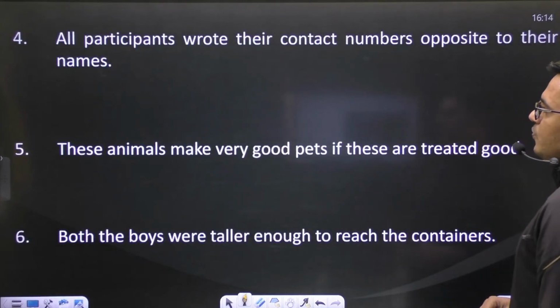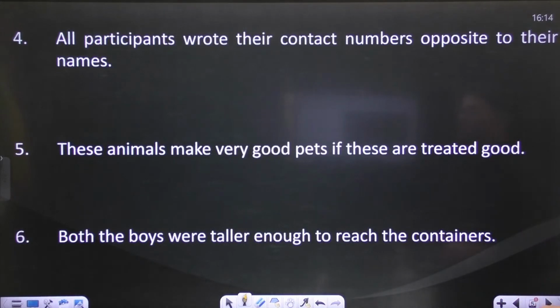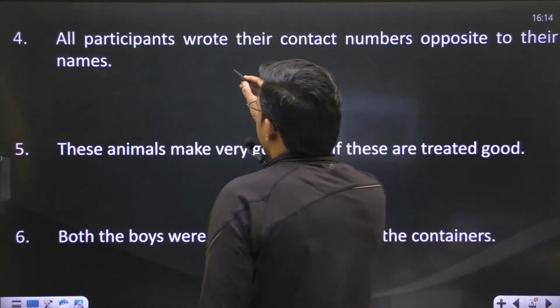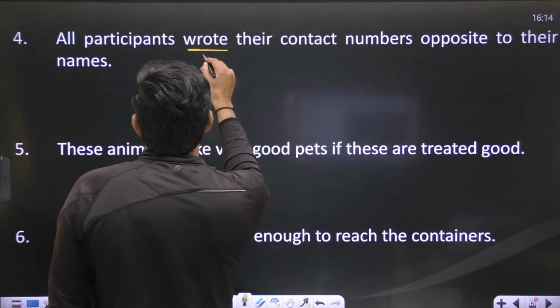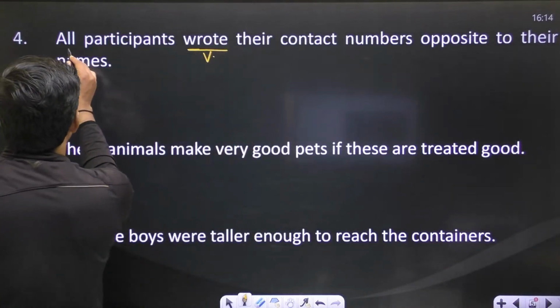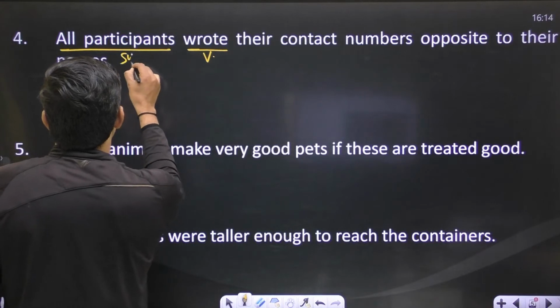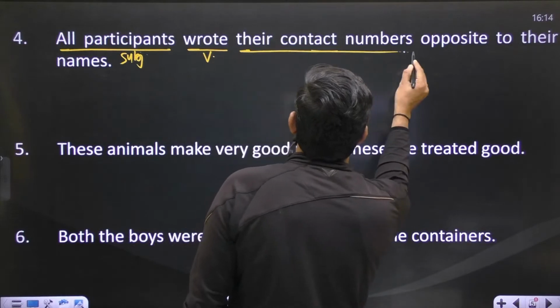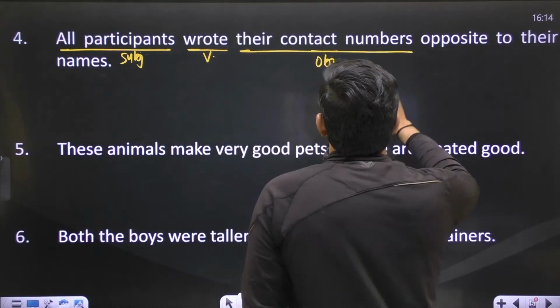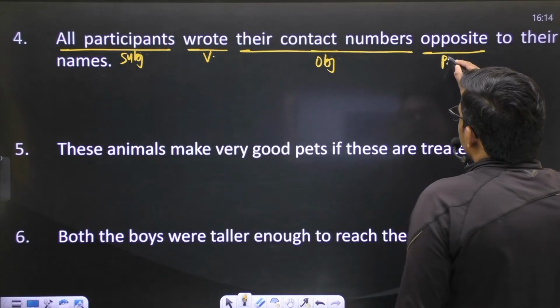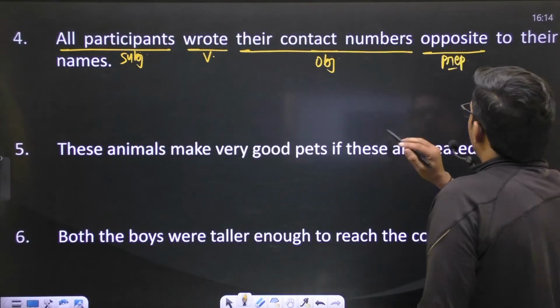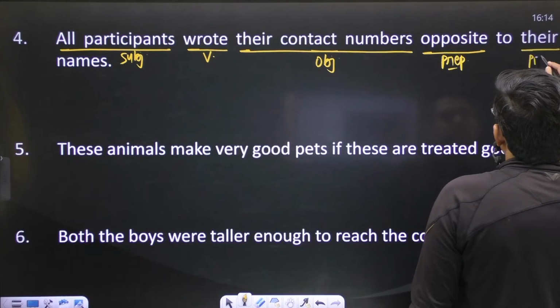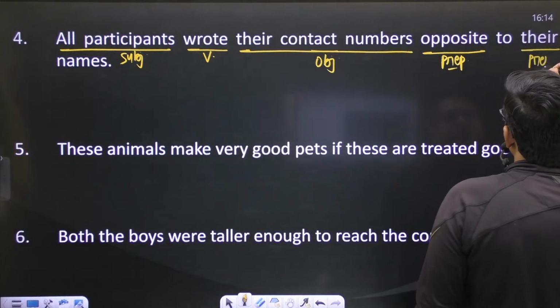All participants wrote their contact number opposite to their names. Here also in this sentence you can observe this. Wrote is a verb. Before the verb, this is the subject, right? And after the verb, this is the object. Contact number, this is the object. And after the object, this is a preposition. And all prepositions are followed by a prepositional object. So now their names is the prepositional object.